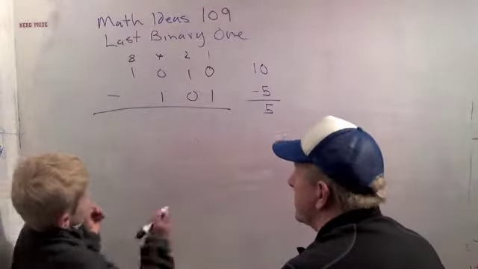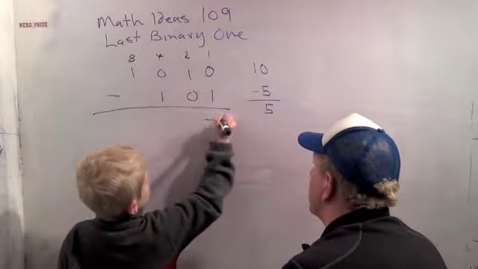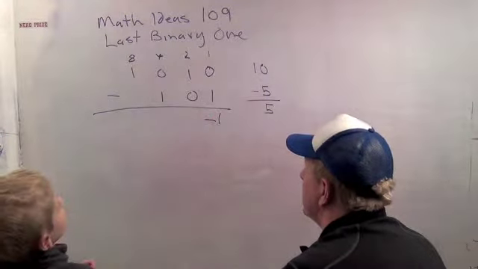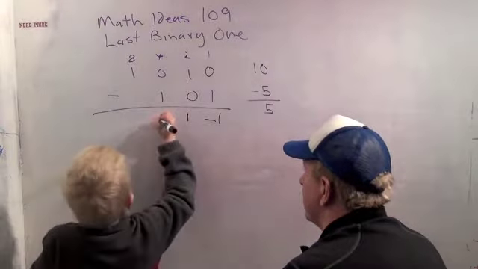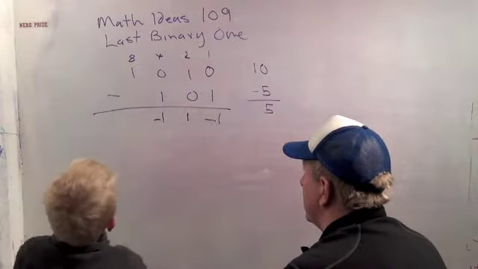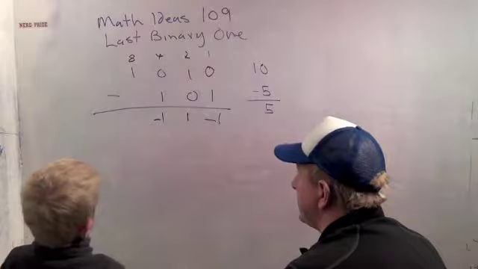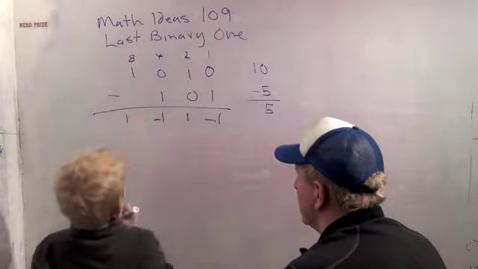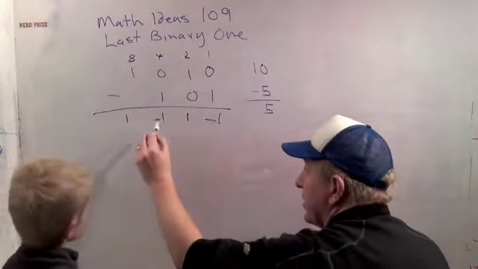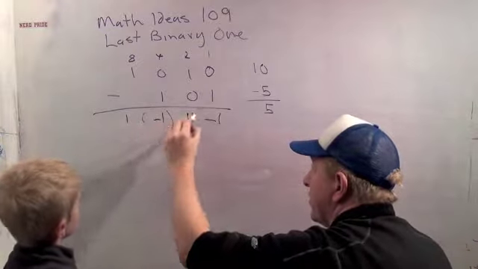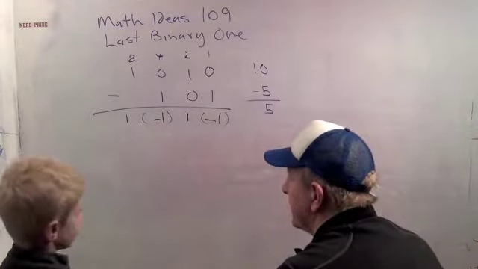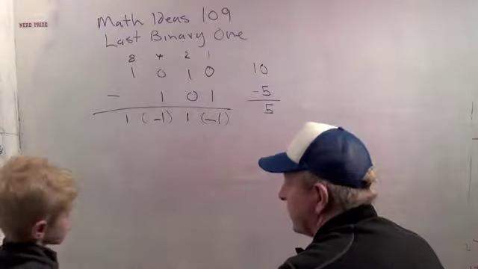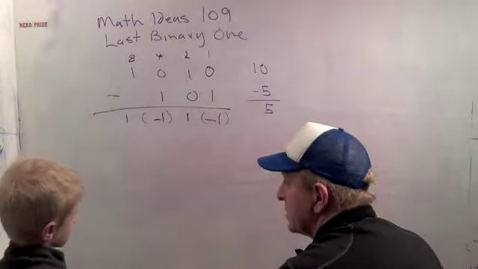Write out the numbers. 0 minus 1 is minus 1. 1 minus 0 is 1. 0 minus 1 is minus 1. 1 minus 0 is 1. Okay, now is this a good binary number? No. Why not? Because we have 2 minus 1s. All right, how are we going to get rid of them?